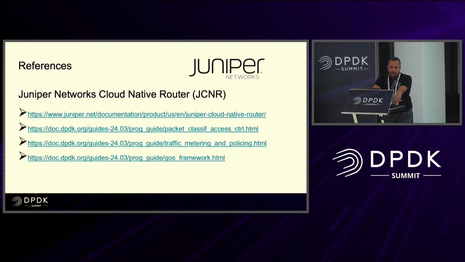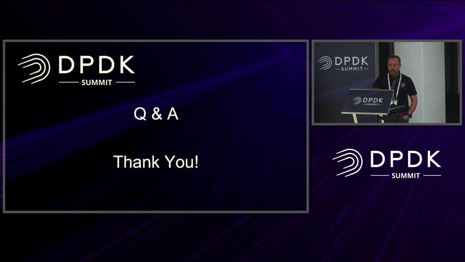cRPD and JCNR are examples of what I just showcased as a vCSR. We have everything implemented in the JCNR and much more. Now we'll see if we can work with the community to have better use cases and bring those in. These are some references for classification, metering, and the QoS framework that we talked about. So thank you. We can take questions if anyone has.